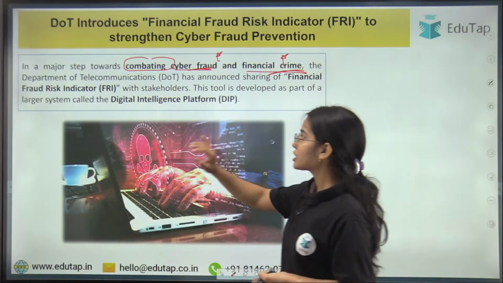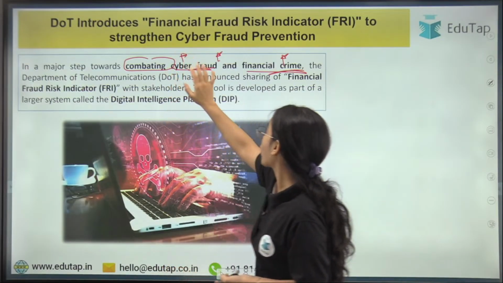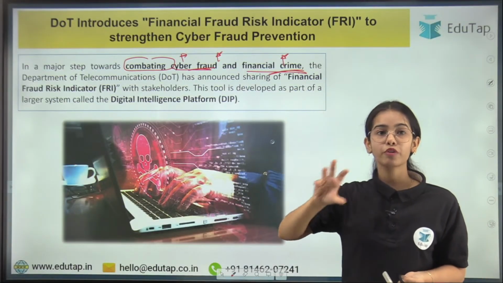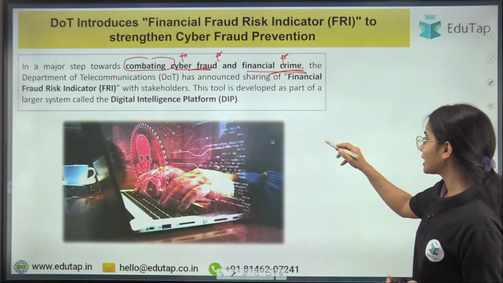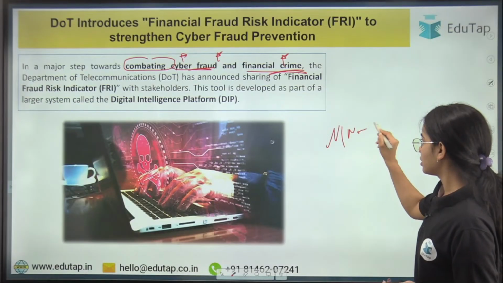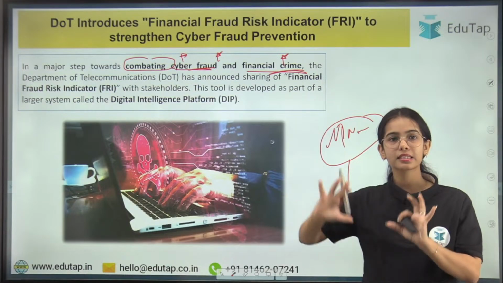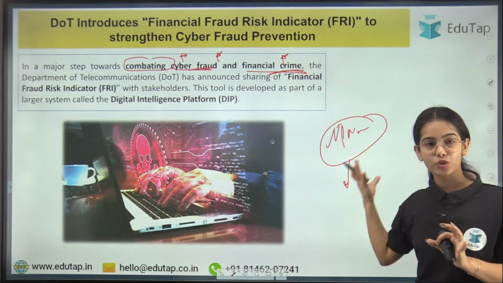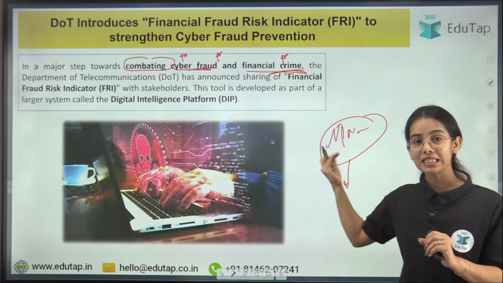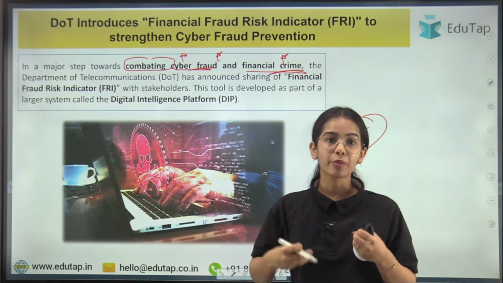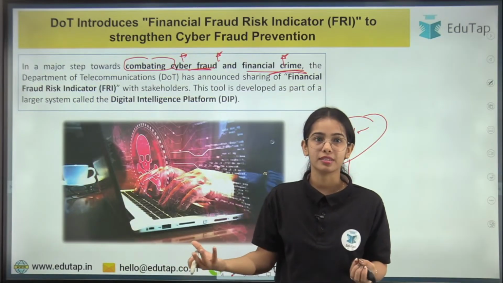Okay, so in a major step towards combating cyber fraud and financial crime, the Department of Telecommunications has access to the mobile numbers, and they can easily block the mobile numbers if they want. That is, the Department of Telecommunications has access to the data, we can say.